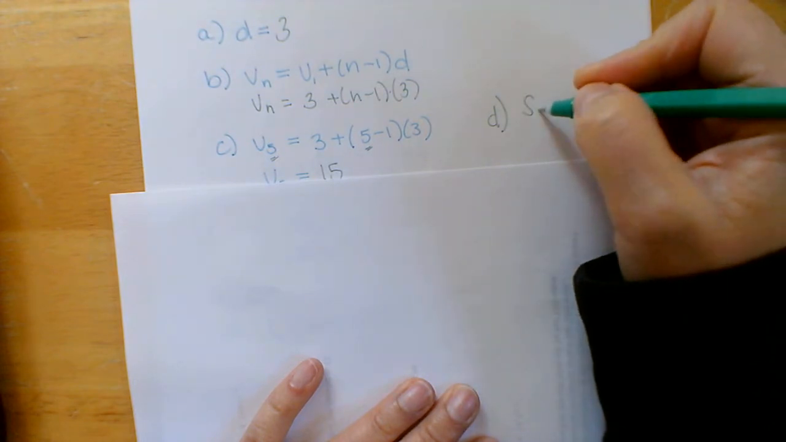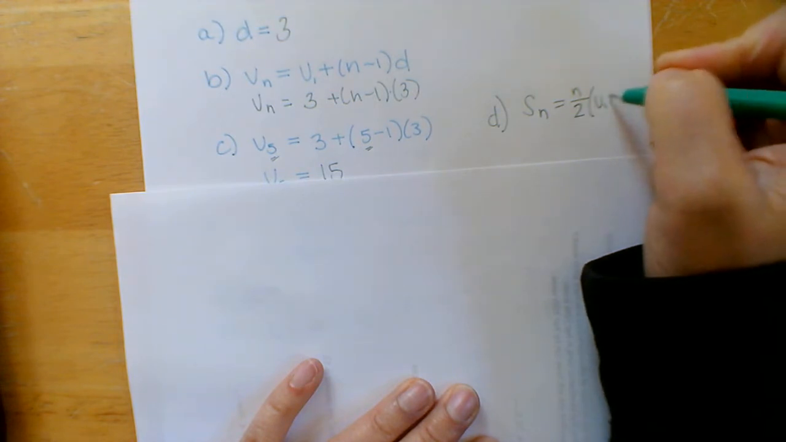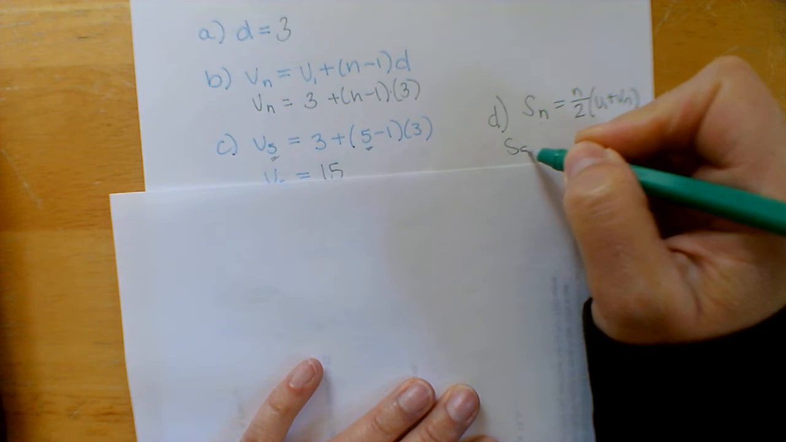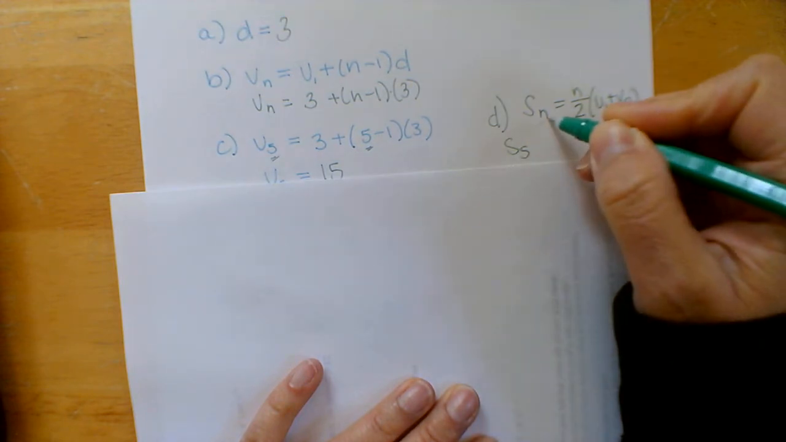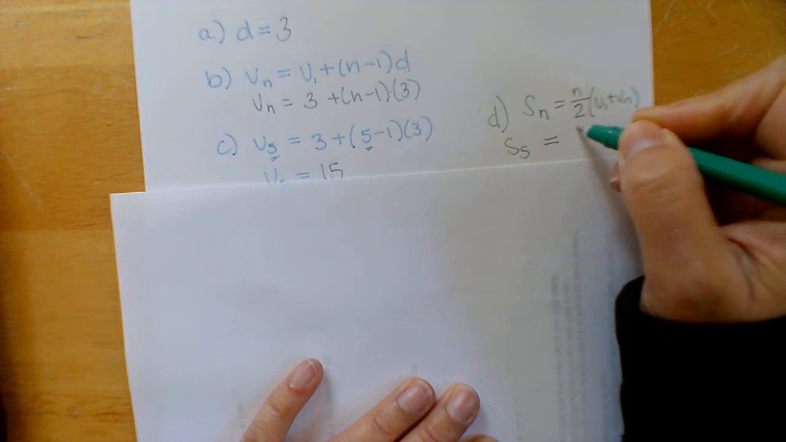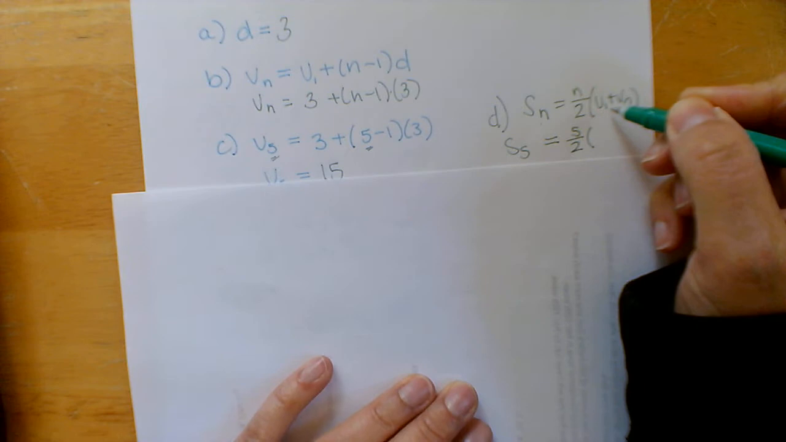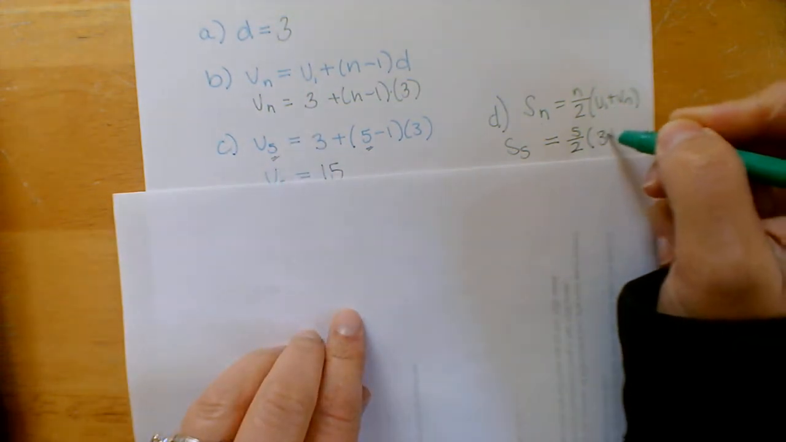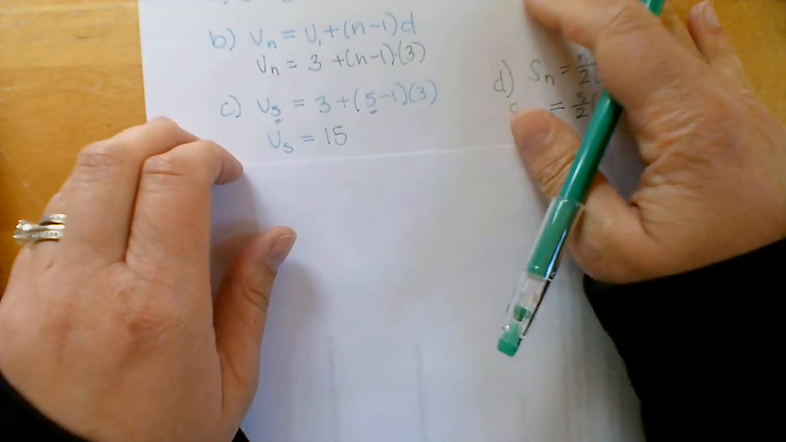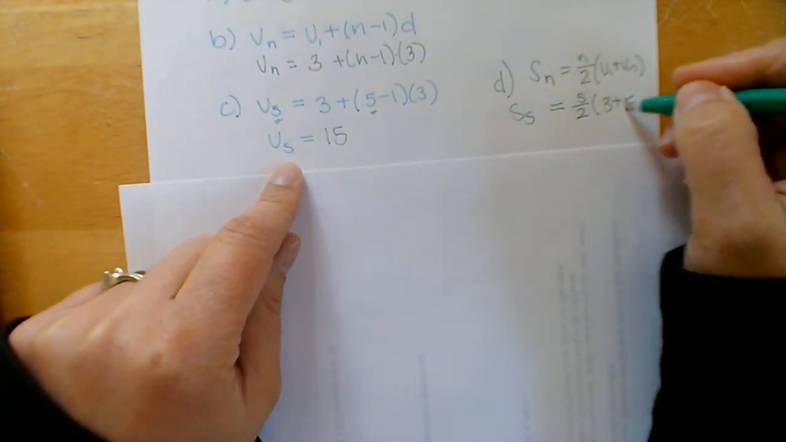Part D, we have to find the sum of the first 5 terms, which means we need to use the sum formula. Here's the sum formula. We need to find the sum of the first 5 terms. So in place of n, we're going to be putting the 5. So this is going to be 5 divided by 2. U sub 1 is that first term. That first term was 3, plus u sub n, which is our 5th term. And as you can see here, this is our 5th term, so it's going to be plus 15.